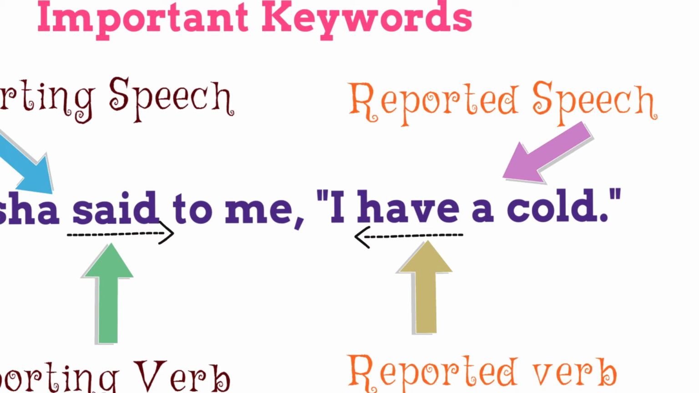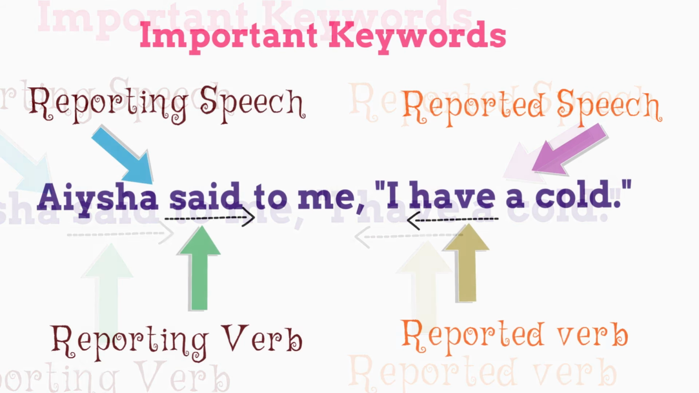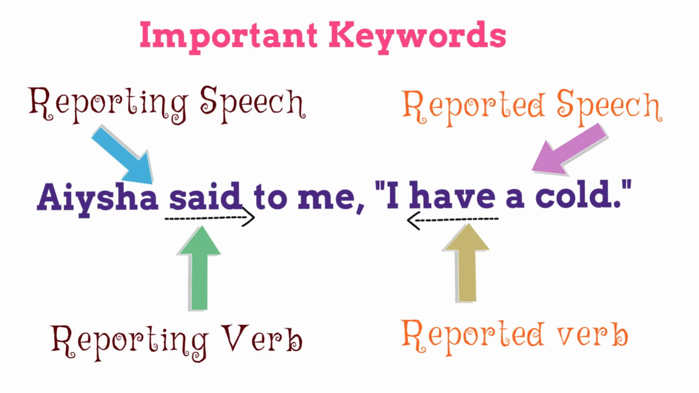In this example, I have a cold is the reported speech and the verb in this clause is have. That's the reported verb. So, the verb which occurs in the reported speech is known as the reported verb.